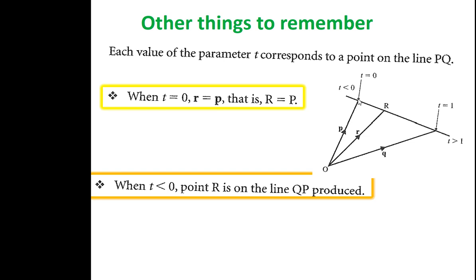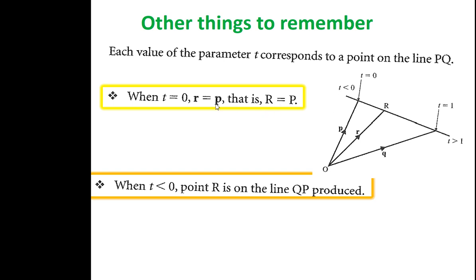When t is equal to 0, it would be right here. So point P is here, point Q is there. So if t is 0, then point R would be right there. So when t is 0, therefore vector R would equal P, because we're talking about this line OR. If t is 0, then it's just here. If t is less than 0, it's over here somewhere.